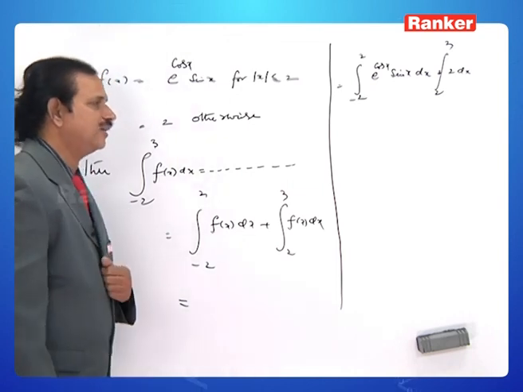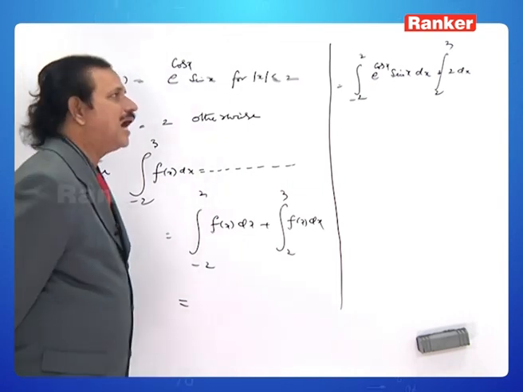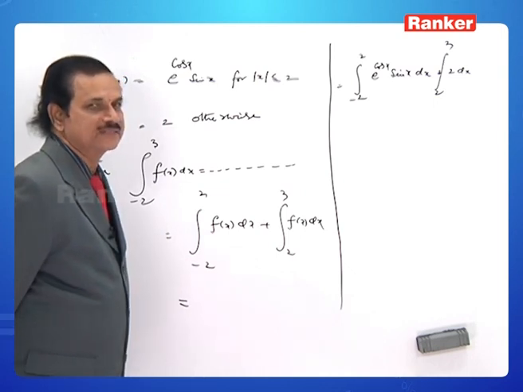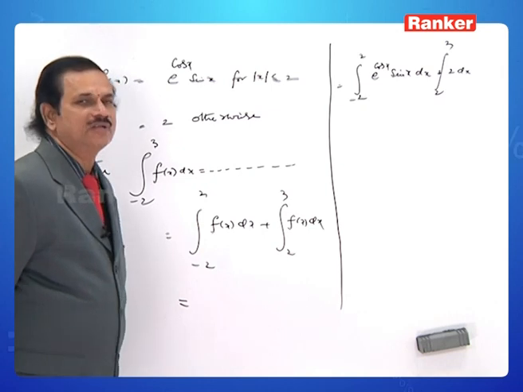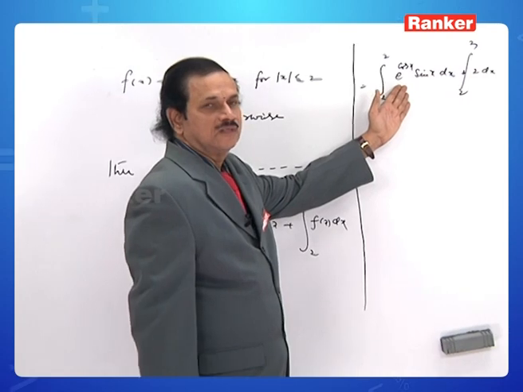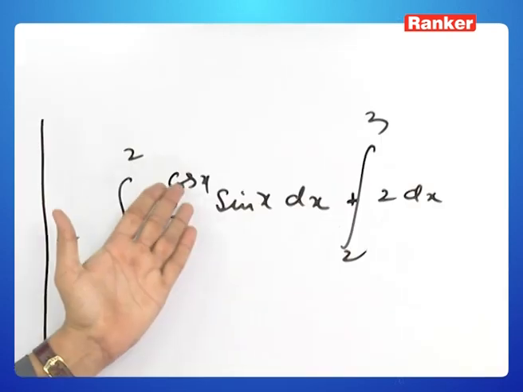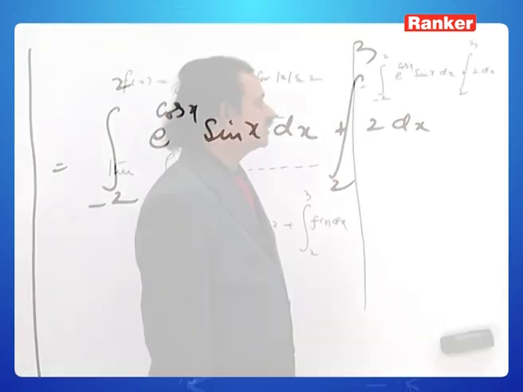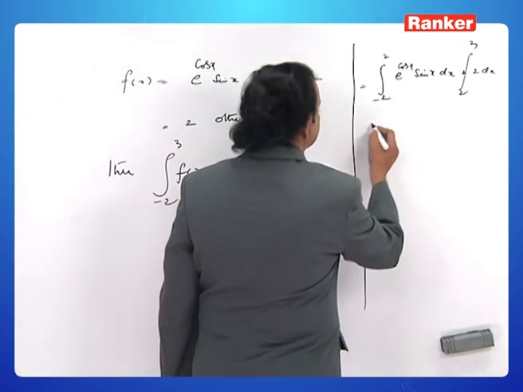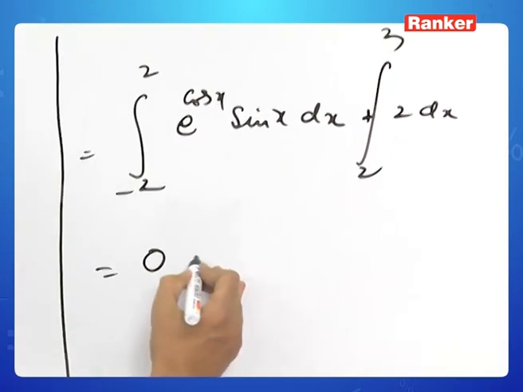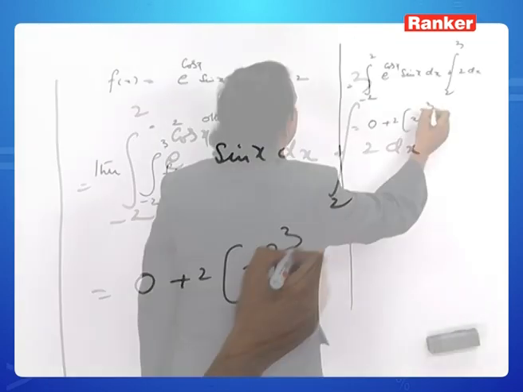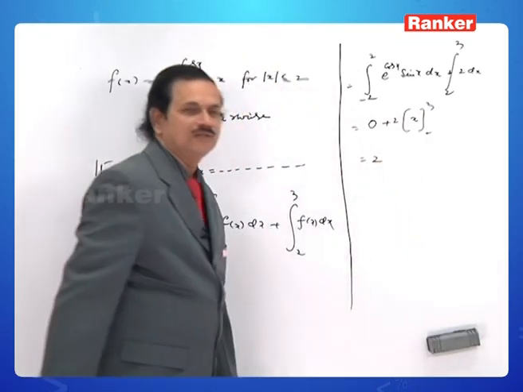What do you feel about it? Is it even or odd? Cos of minus x is cos x, but sin of minus x is minus sin x, hence it is an odd function, absolutely odd function. You call this f of x. e power cos of minus x into sin of minus x, isn't it? So it is minus e power cos x into sin x, hence it is an odd function, hence the answer is 0, and for the other it is 2 into x between the limits 2 to 3, hence the answer is 2.